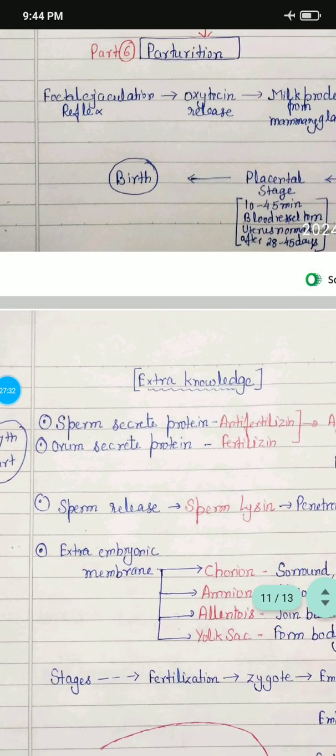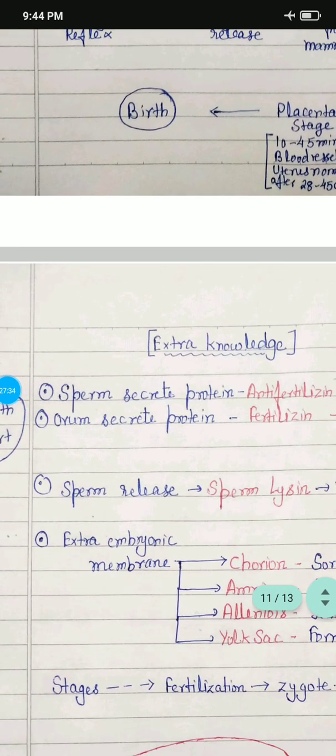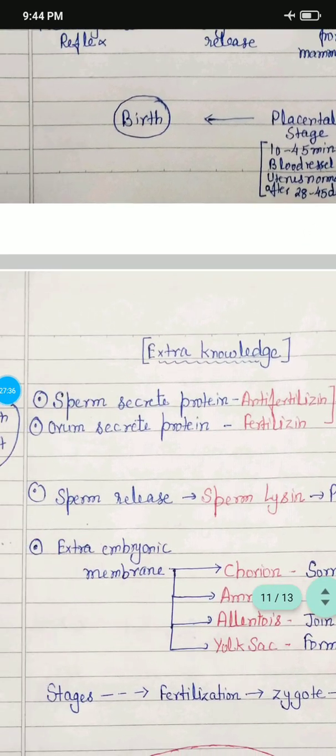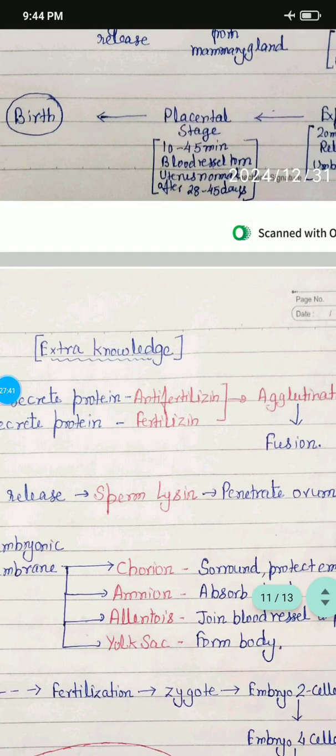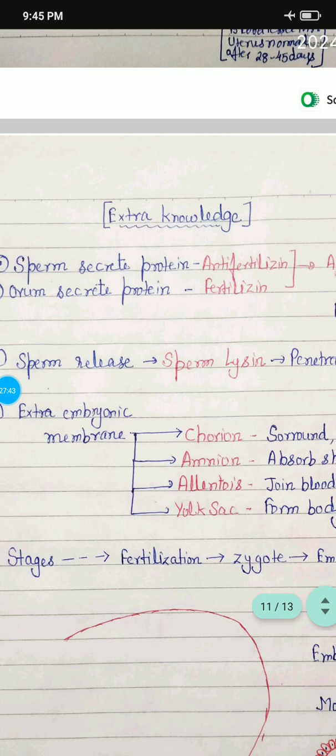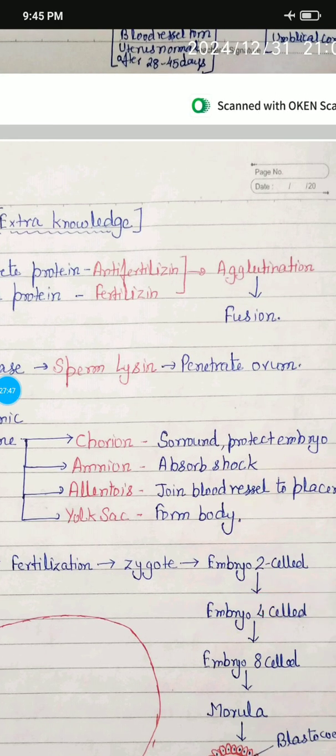Now some extra knowledge. Sperm actually secrete a protein called anti-fertilizin, and the ovum secretes a protein called fertilizin. Because of that, agglutination will happen and fusion takes place. Now the sperm release sperm lysin, which penetrates the ovum's zona pellucida layer.